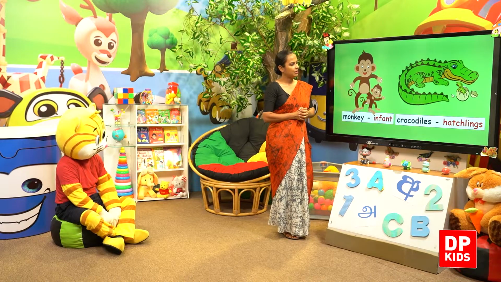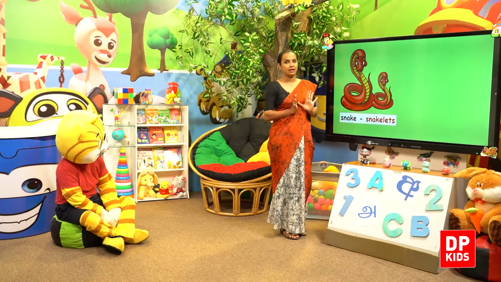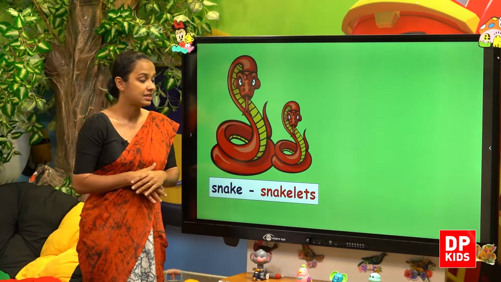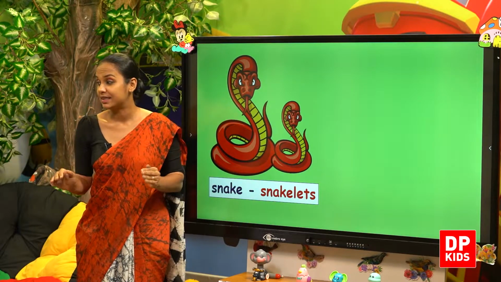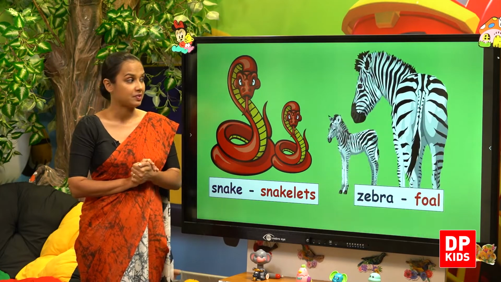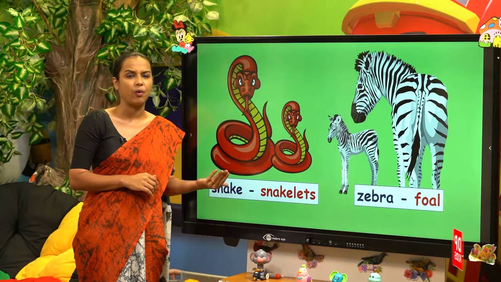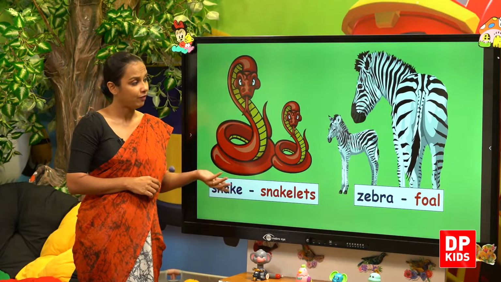Then next, we'll see there are lots of baby animals. Snake. Baby snakes are called snakelets. Baby snakes are called snakelets. Then here comes the zebra and its baby is called a foal. The baby is called a foal.